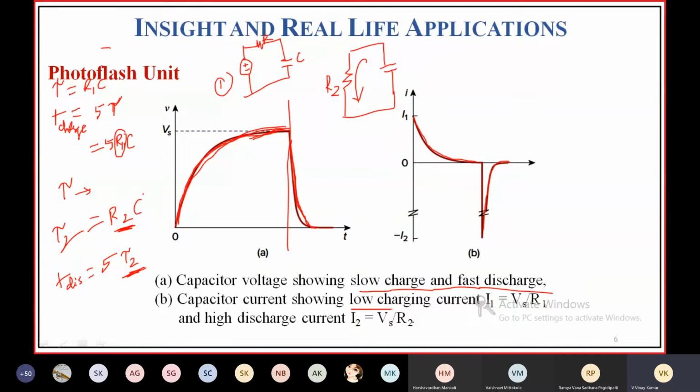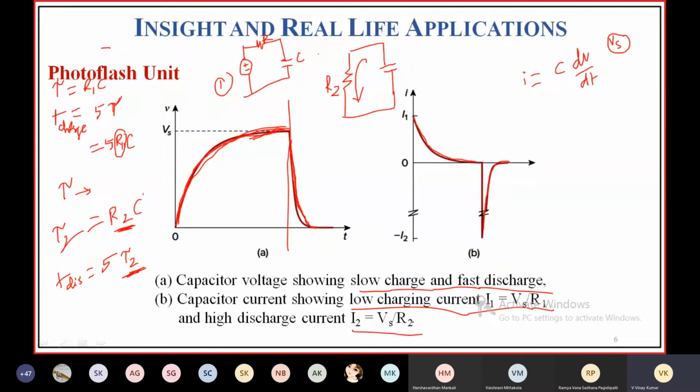The low charging current I1 is equal to Vs by R1, whereas the discharging current I2 is equal to Vs by R2. We know I is equal to C dV by dt. This RC circuit utilizes that property. You know the property of a capacitor: a capacitor opposes sudden change in voltage. The voltage across a capacitor cannot change instantaneously, meaning within zero time. Normally, let Vs be the applied voltage.